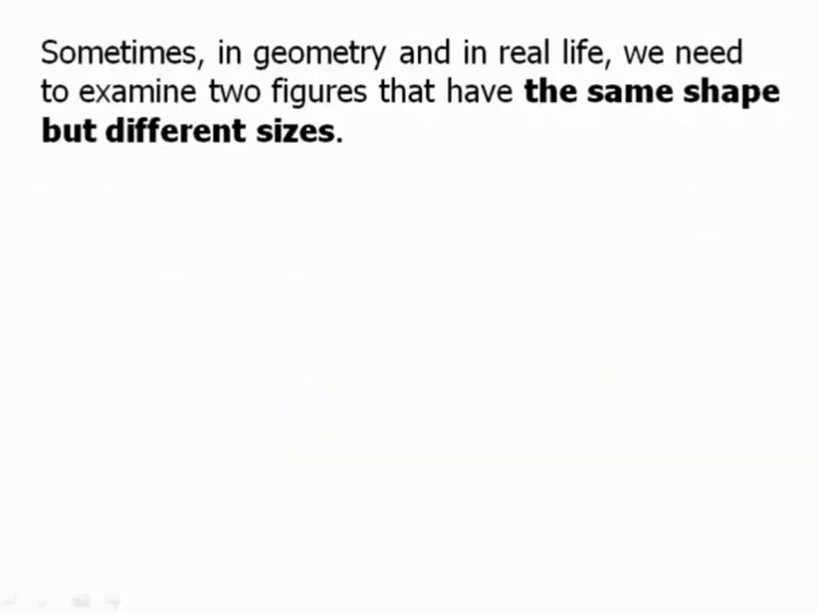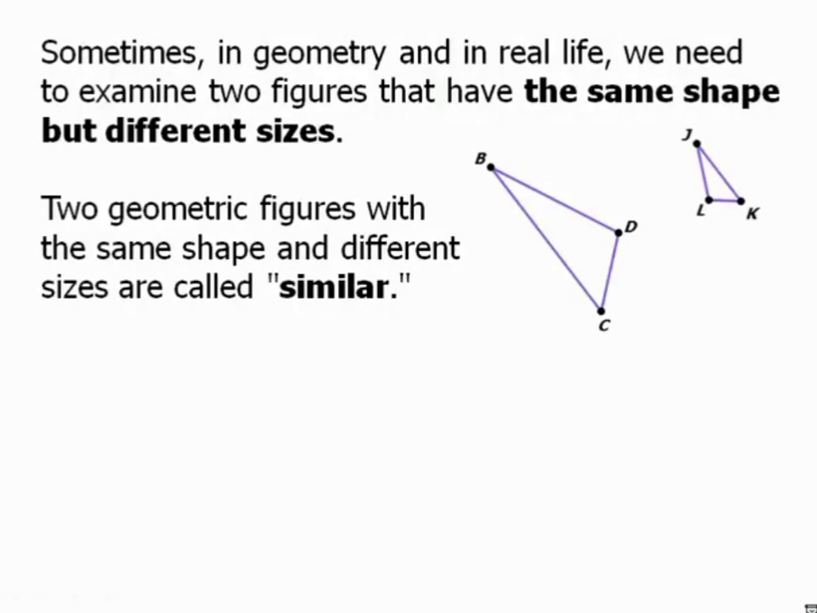Sometimes in geometry and in real life, we need to examine two figures that have the same shape but different sizes. Two geometric figures with the same shape and different sizes are called similar. And so what we have here, those two shapes, it is the same shape. The second one is a smaller copy of the first one. And again, it's in a different orientation. It's been flipped around and rotated a little bit. But that is, in fact, the same shape.